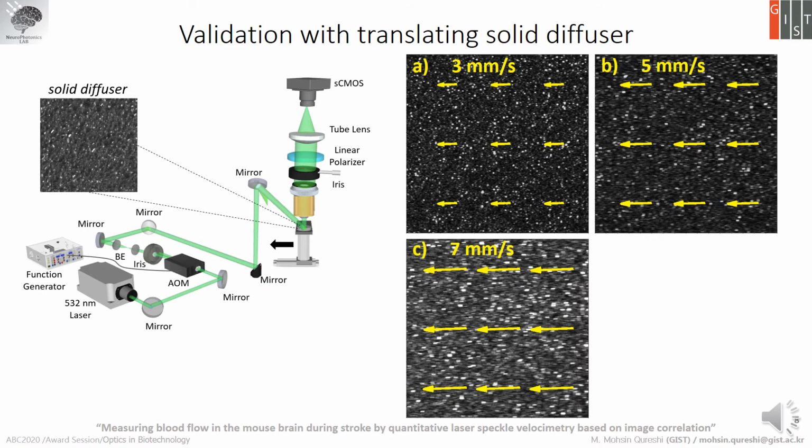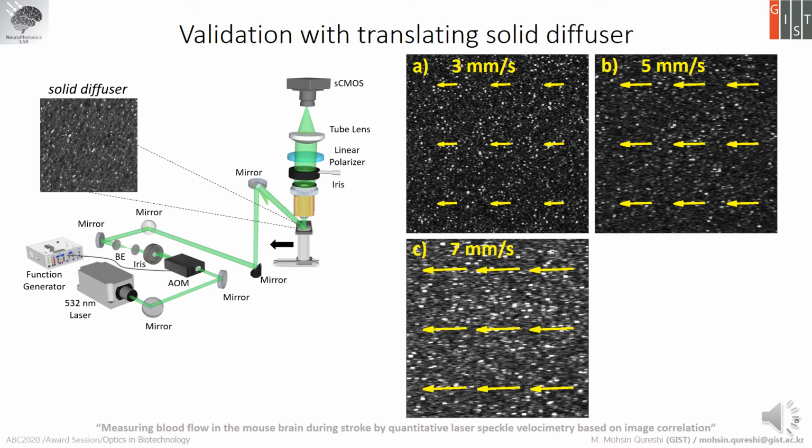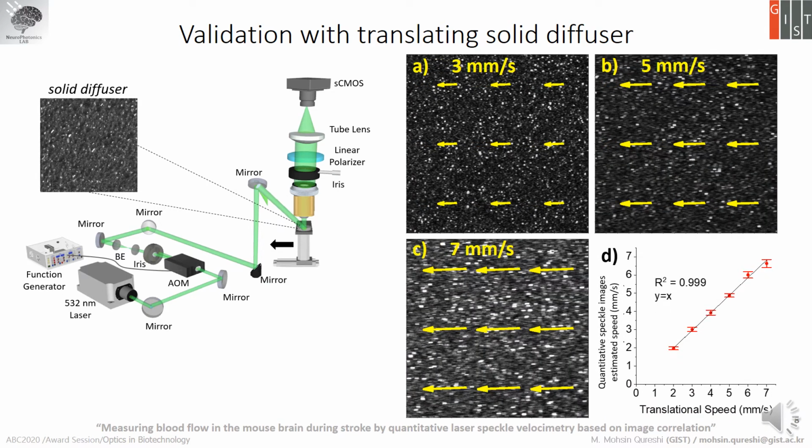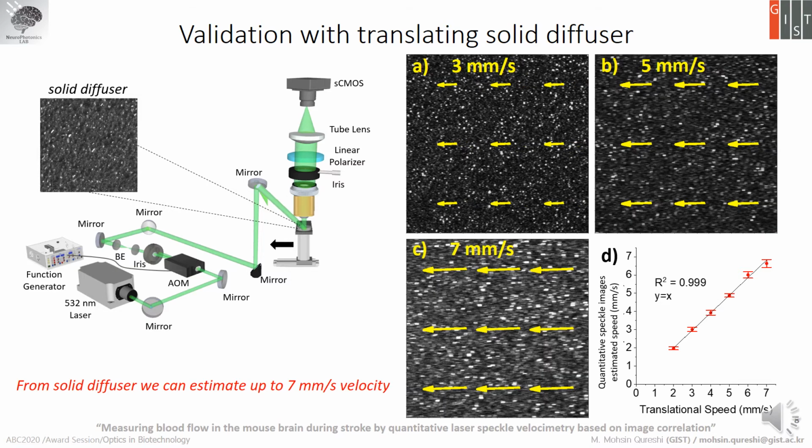Figure A, B, and C show the results for 3, 5, and 7 mm per second speed of the linear translator. The arrowhead shows the direction of glass diffuser movement, and the length of the arrows shows the magnitude of velocity. Figure D shows the graph between the translation speed of the linear translator and the estimated speed of quantitative laser speckle imaging. So, we conclude that the maximum velocity that we can estimate from quantitative laser speckle imaging is up to 7 mm per second.